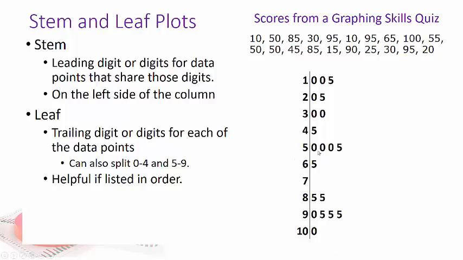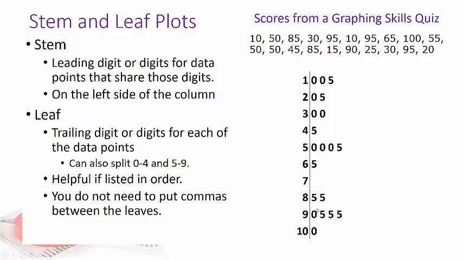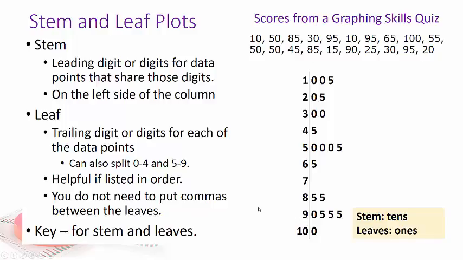Now, it's helpful if you list it in order. I think I've seen it somewhere where it wasn't in order, but just put them in order. Life will be better. And you do not need to put commas between the leaves. Just try to have them line up, kind of grid-like. You also want to be sure that you have a key for each of your stem and leaf plots, and they will be looking for that on your AP test.